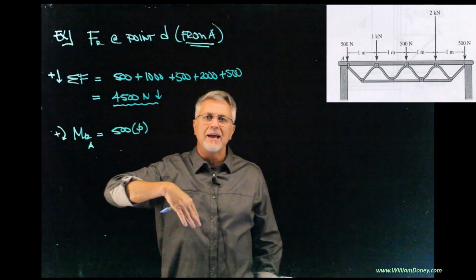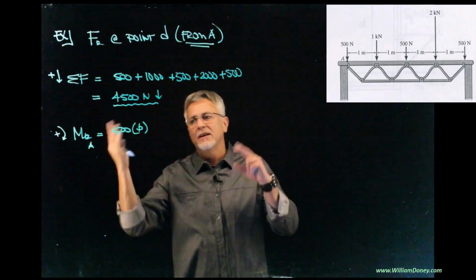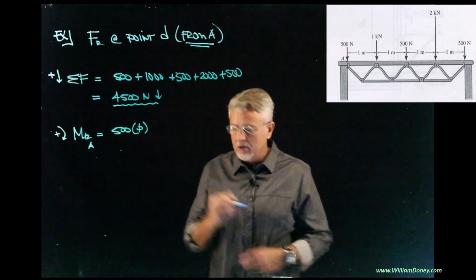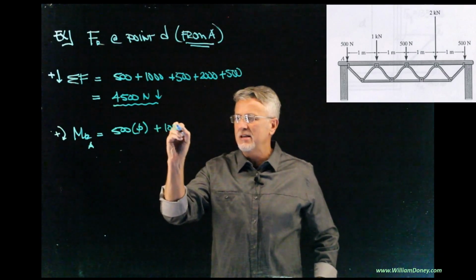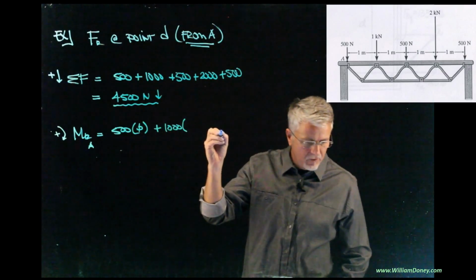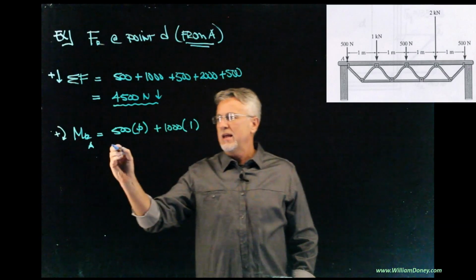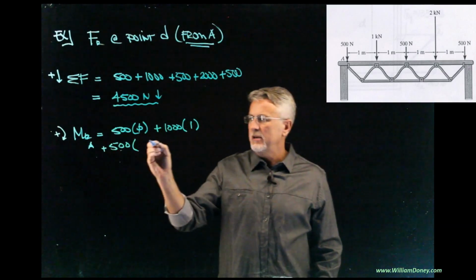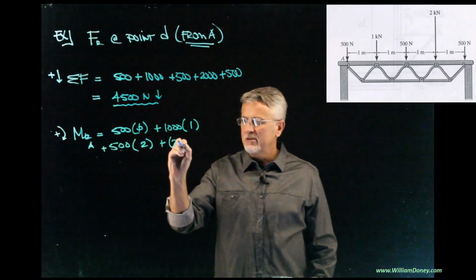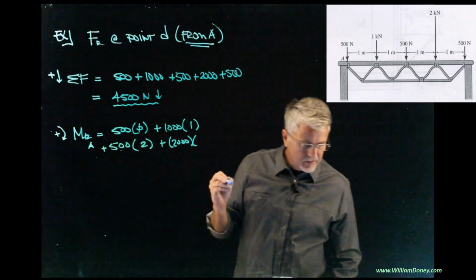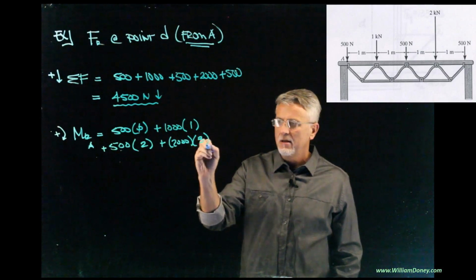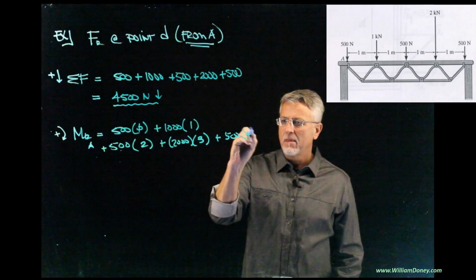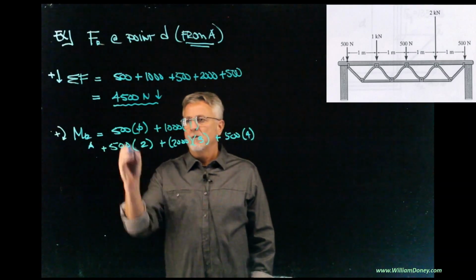Everything is pushing down. It'll just keep us all the positive signs. We can do that. It's all good. All right, so we have that. We have the 1,000 acting at a distance of 1 meter up there. We have another 500 acting at 2 meters from A. We have a 2,000 acting at 1, 2, 3. And then the last 500 is acting at 4. And what's that? It goes to 0.